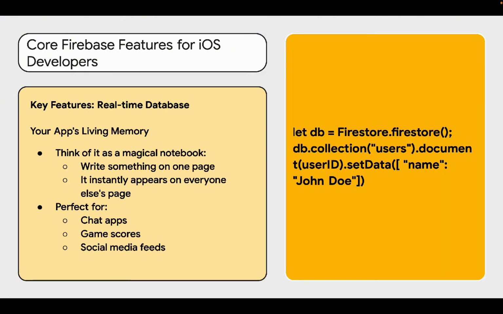Now, another feature we'll be going through is the real-time database. Like I said, if you are building for example a chat app, a game score app, maybe a live score app, you can use Firebase real-time database to build that idea. Think of it as a magical notebook. Write something on one page, it instantly appears on everyone's page. For example, you can send something on a particular page, and instantly it appears on somebody's page. And this is the method for calling it on the iOS side, but it will still be a one-liner code for web, and also a one-liner code for Android.